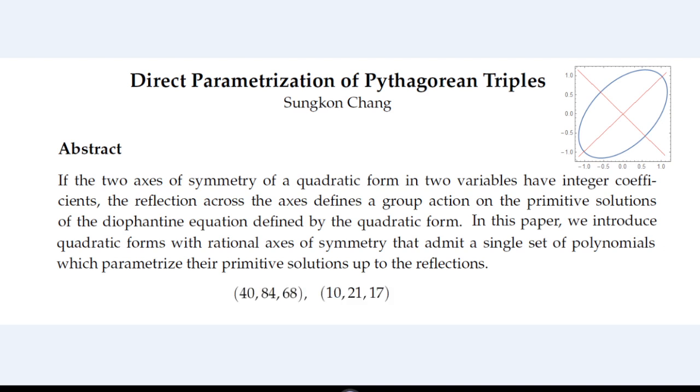For example, it may generate 40, 84, and 68, but it may never generate its primitive version 10, 21, and 17. However, it may generate its reflected version 21, 10, and 17. If the axis of symmetry is not y equals x and y equals negative x, the reflected versions are not simply exchanging the coordinates. In this work, we introduce equations that admit a polynomial parameterization that reaches all the primitive solutions up to reflections.